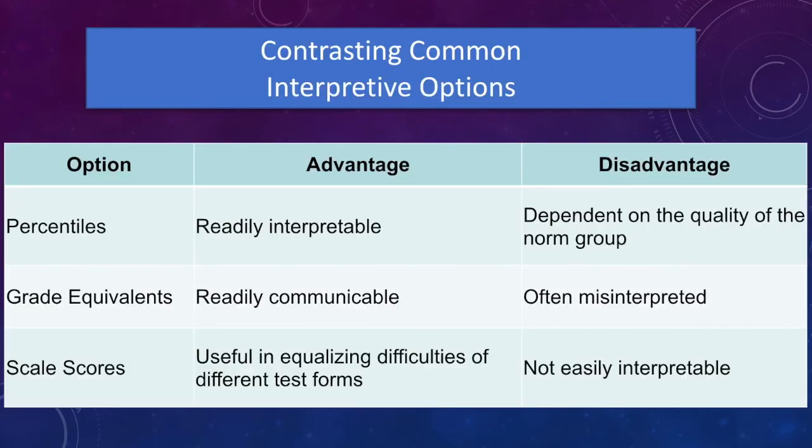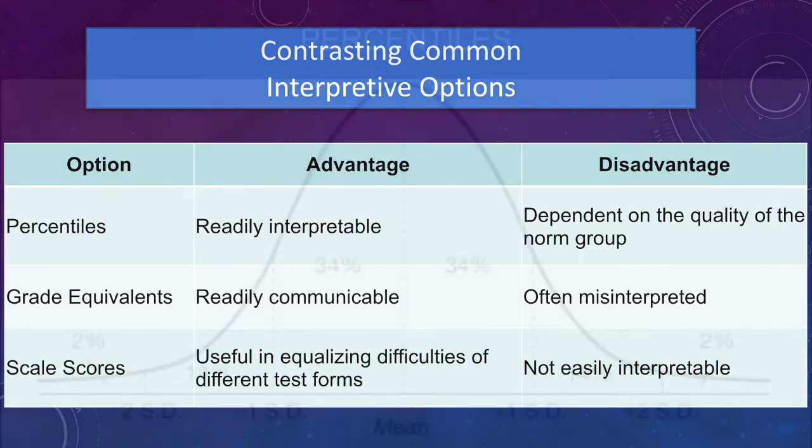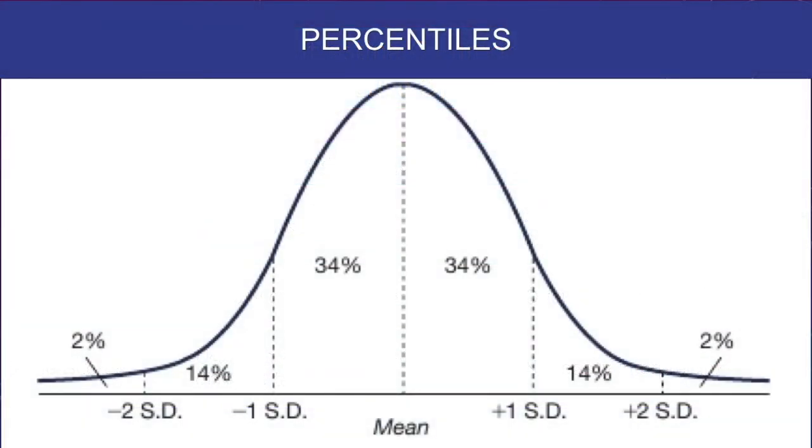Interpretive options, you can look at the percentiles, the grade equivalents, and the scale scores. Percentiles, most people have a pretty easy understanding of. That's the relative interpretation. It compares the student score with those of other students in the norm group. On national tests, they'll have nationally normed groups, and in local tests, they'll have locally normed groups. And this indicates the percentage of students in the norm group that the student outperformed.